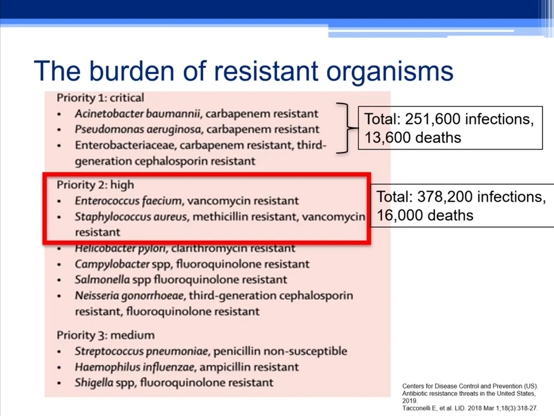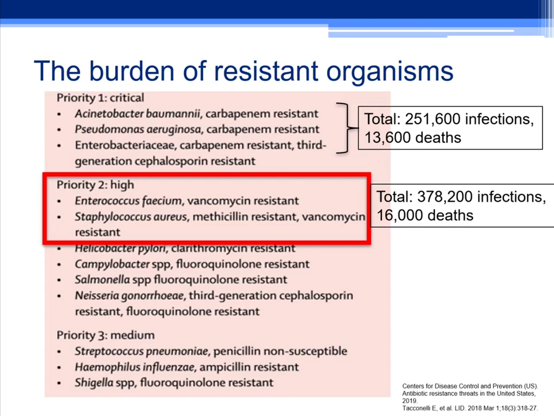So I think we're all familiar with this list. This is the CDC prioritization list of drug-resistant organisms. But I think when we look at this list, we normally concentrate on the gram-negative infections, which are listed in priority 1. So our CRAB, or carbapenem-resistant Acinetobacter, MDR Pseudomonas, and then also our carbapenem-resistant Enterobacterales. If you look at the numbers, there's about 250,000 infections per year, which results in about 14,000 deaths.